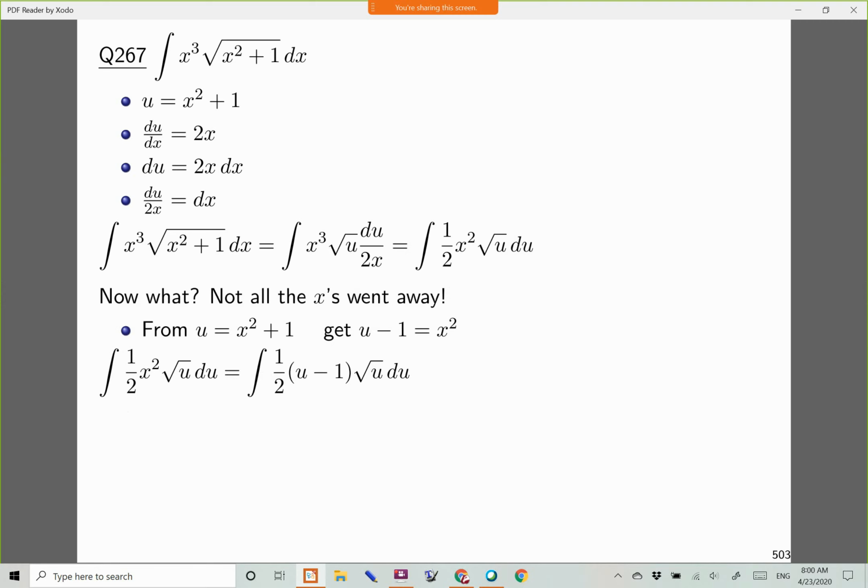Are we okay with that step? Are we okay with where this came from, that it happened to be replacing x squared with u minus 1, and that we were allowed to replace x squared with u minus 1 because we started with u equals x squared plus 1, and if you subtract 1 on both sides. I mean, I just want to make sure, are we cool with this?